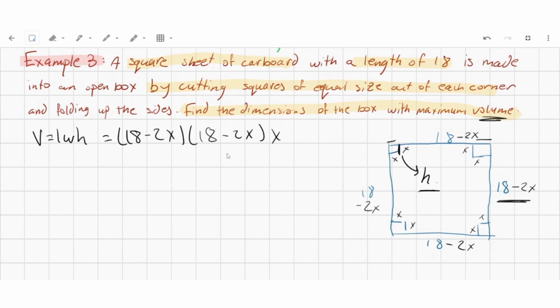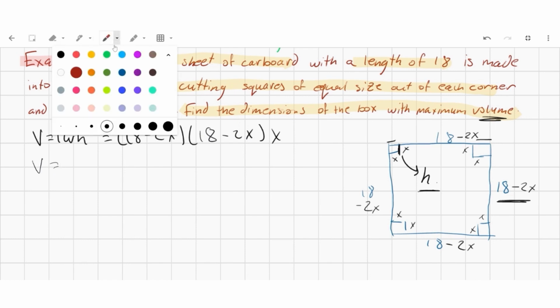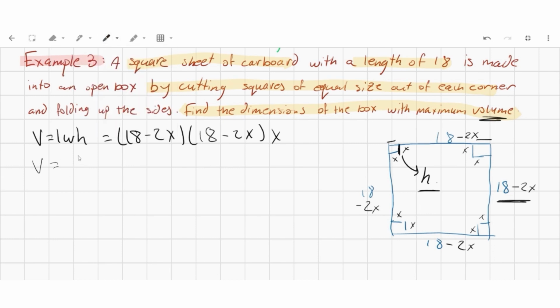Now, with this equation, what we're going to be doing is using the distributive method to find 18 minus 2x multiplied by 18 minus 2x, and then multiplying the value that we get by x. So V is equal to... What you're going to be getting is 324 minus 36x minus 36x again, plus 4x squared, all multiplied by x.